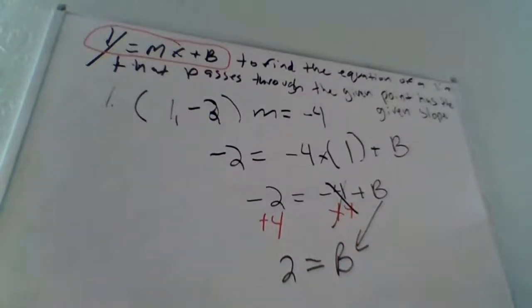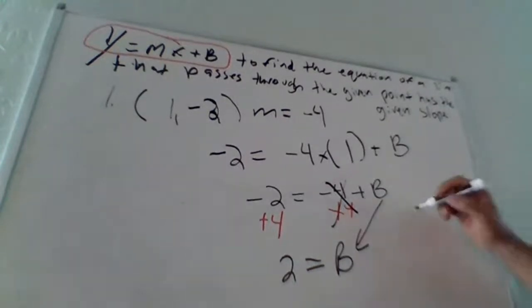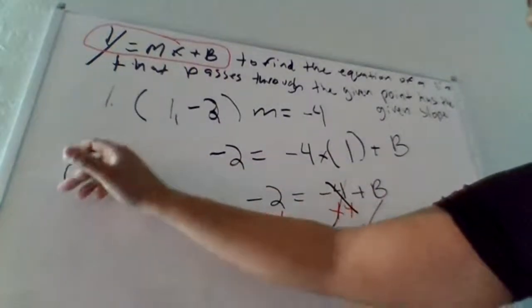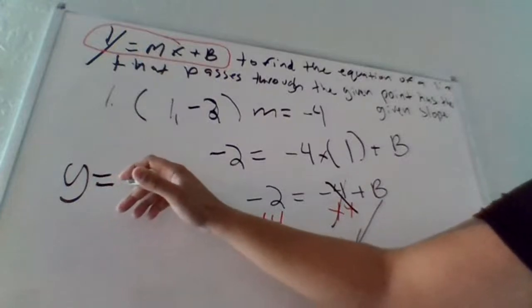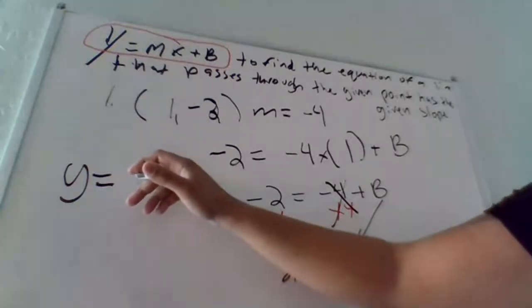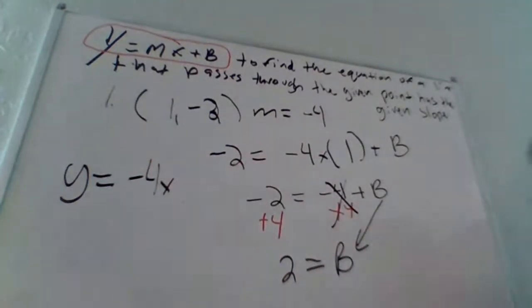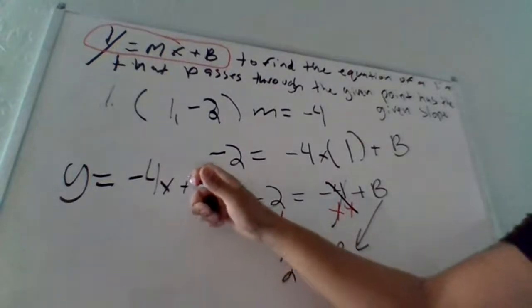So what are we going to do with that information? Now we got b, and we plug in b and slope m to the y formula. So what's that going to give us? We got y equals -4x plus 2. That's it.